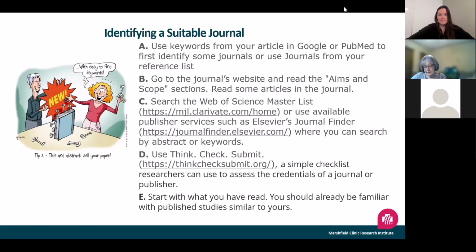So there are some tips to consider when you look at a journal. Look at their website, read their author instructions. It's easy to figure out where you want to go. Next slide, please.